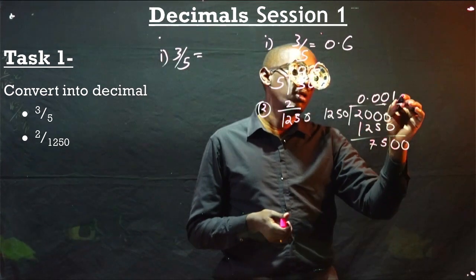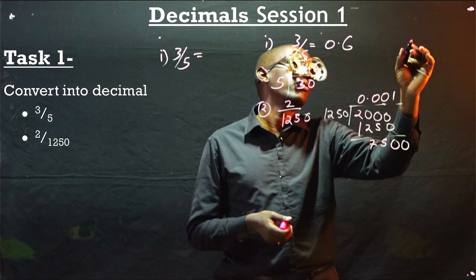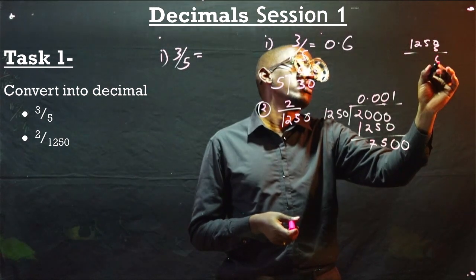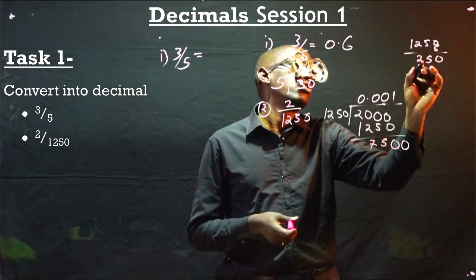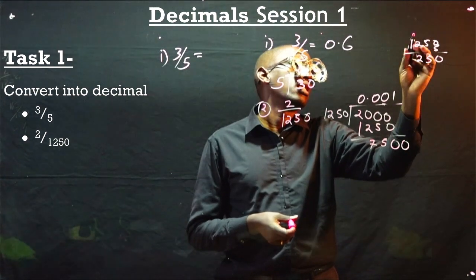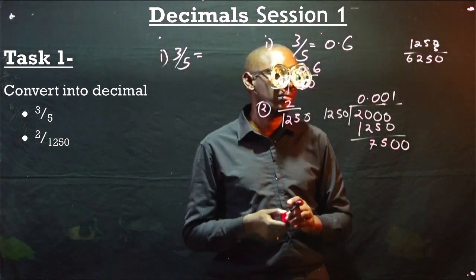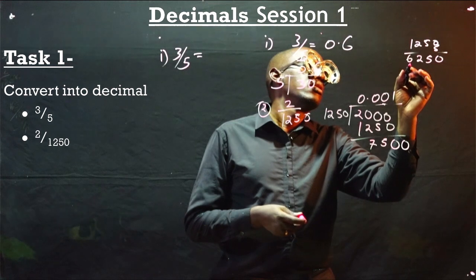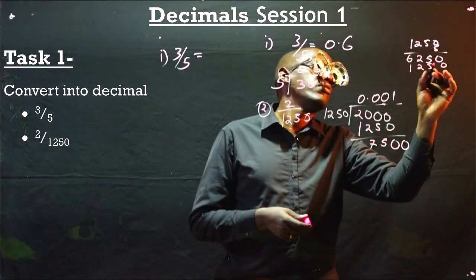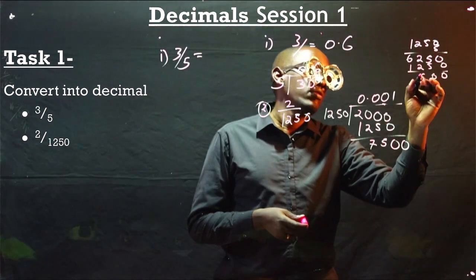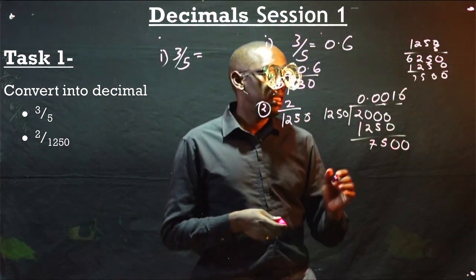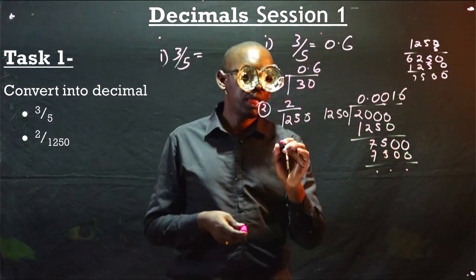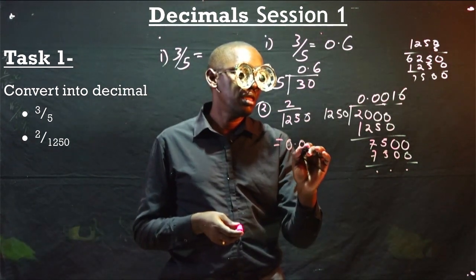Let's do some quick maths. 1250 times 5 will be 6250. Not yet. Some common sense there. We add 1250 there. So this will be 6. So 6 times 1250 will be 7500. So 0, 0, 0. So we can comfortably say that this is 0.0016.